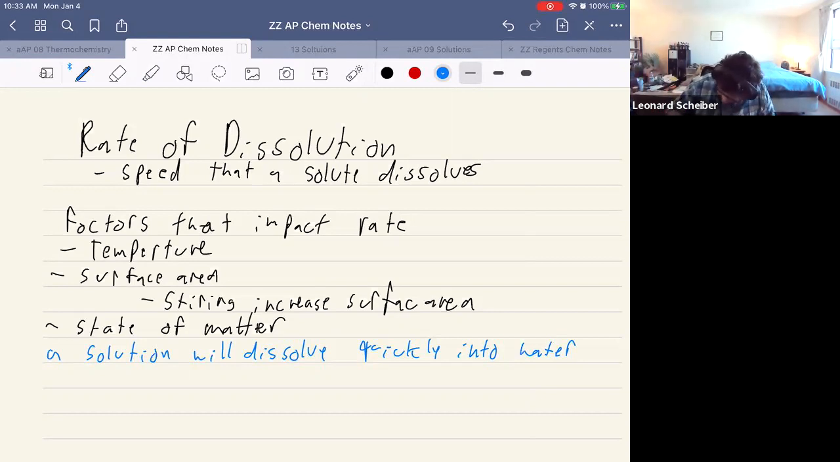And of course, when we talk about rate, we always have to talk about a catalyst. There aren't many catalysts that really are specifically for dissolving things, but I'm sure there are some out there that technically make things faster. So I wanted to throw that there. And that is your introduction to solutions.